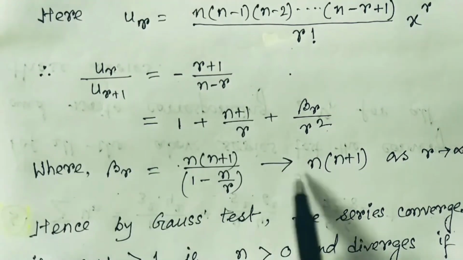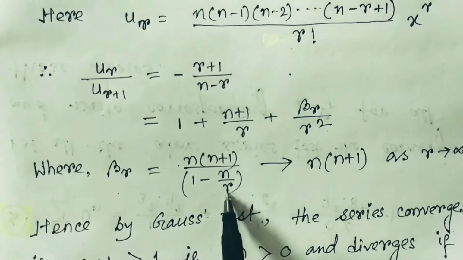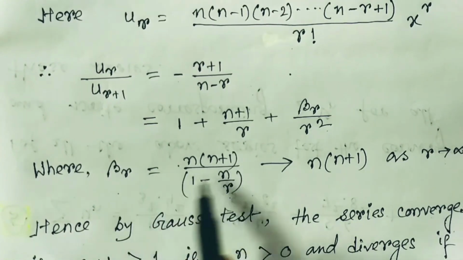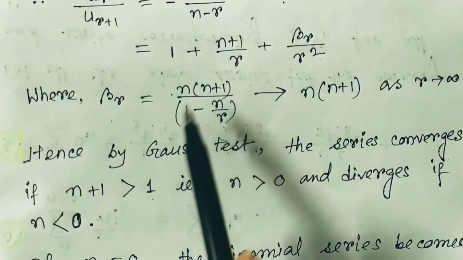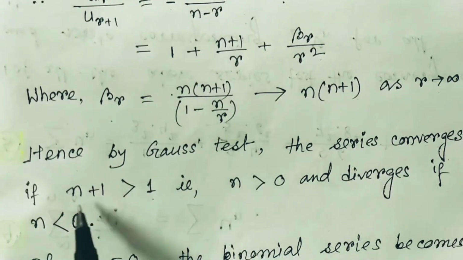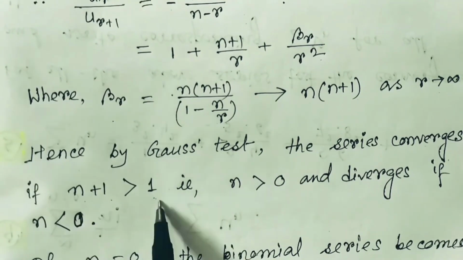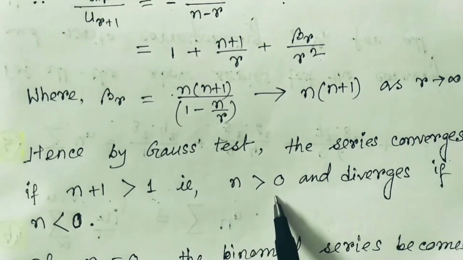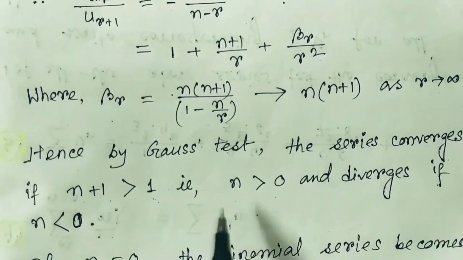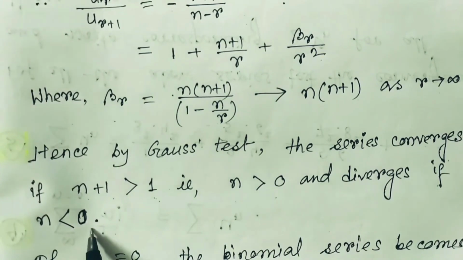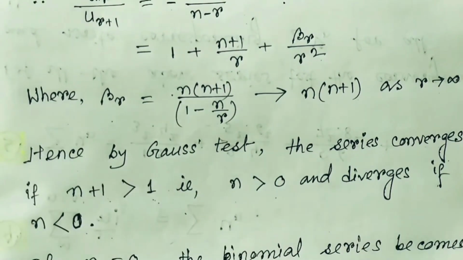Anyways, this beta_r tends to n(n+1) as r tends to infinity. Just look, r tends to infinity means this part is 1. So beta_r tends to n(n+1). Hence, the series converges when alpha is greater than 1. Alpha here is n+1. So when n+1 is greater than 1, 1 cancels, so that is n greater than 0. So when n is greater than 0, the series is convergent, and the series diverges when n is less than 0, that is when n+1 is less than 1.